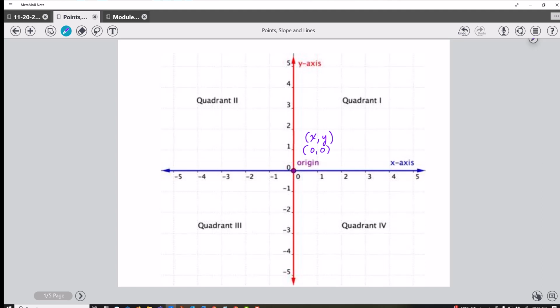value. So if I said plot -3, -1, then you would go to the left, -3, and then down to this point. Also notice these quadrants. So quadrant 1 is where x is a positive value and y is a positive value. If you look at quadrant 2, x is a negative value, but y is still positive. And then quadrant 3, both x and y are negative. And then quadrant 4, x is positive, but y is negative.